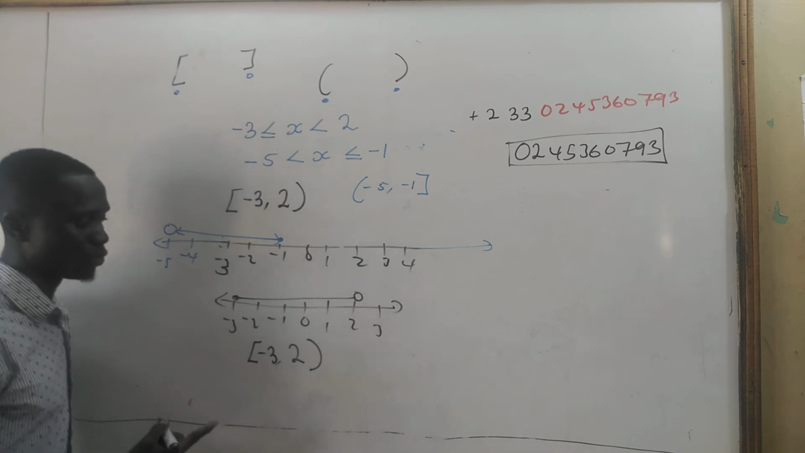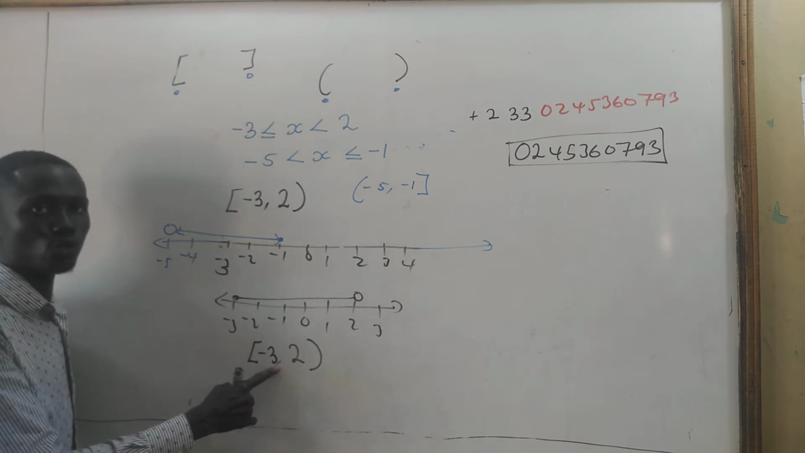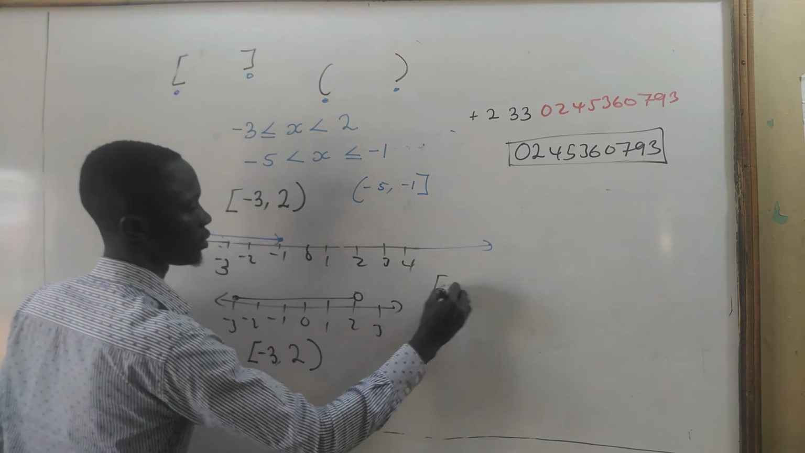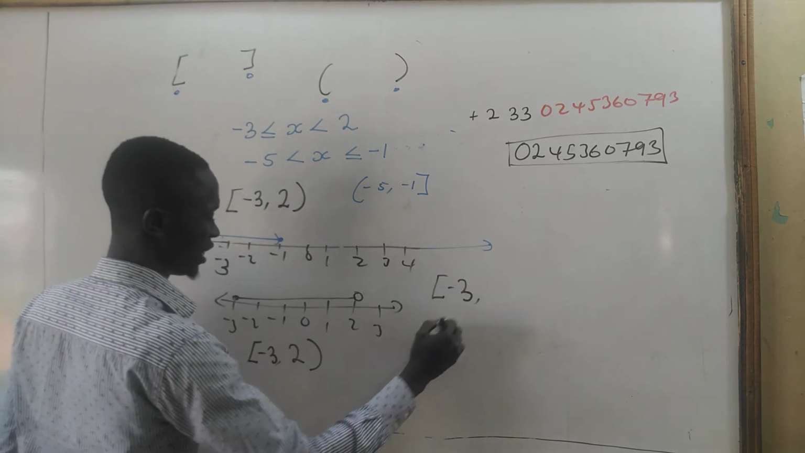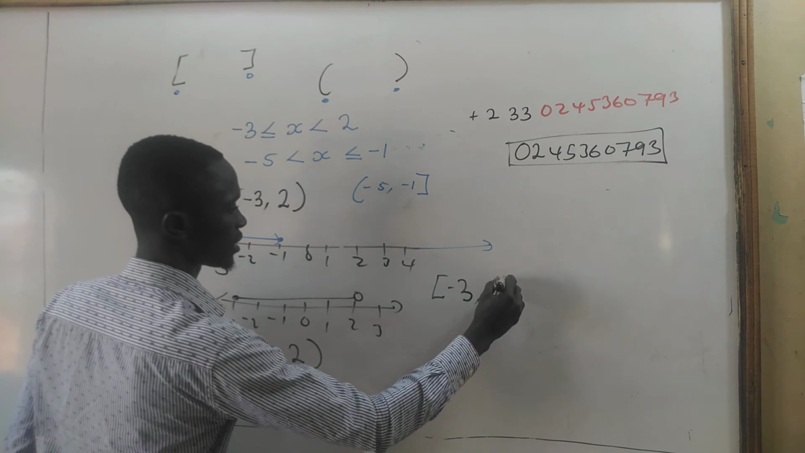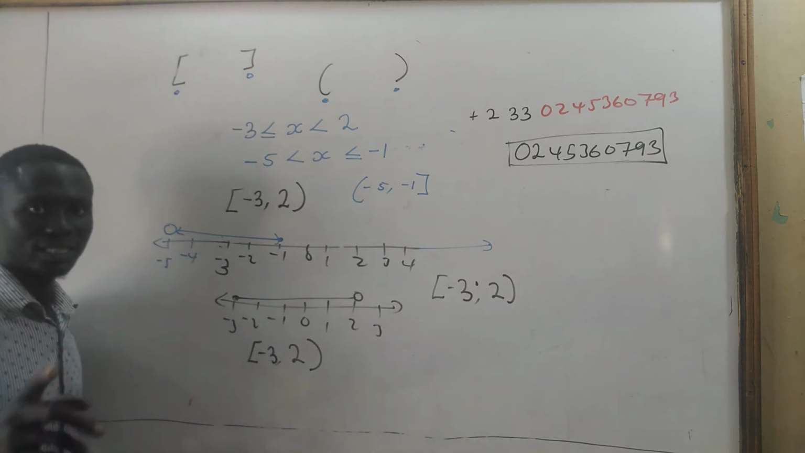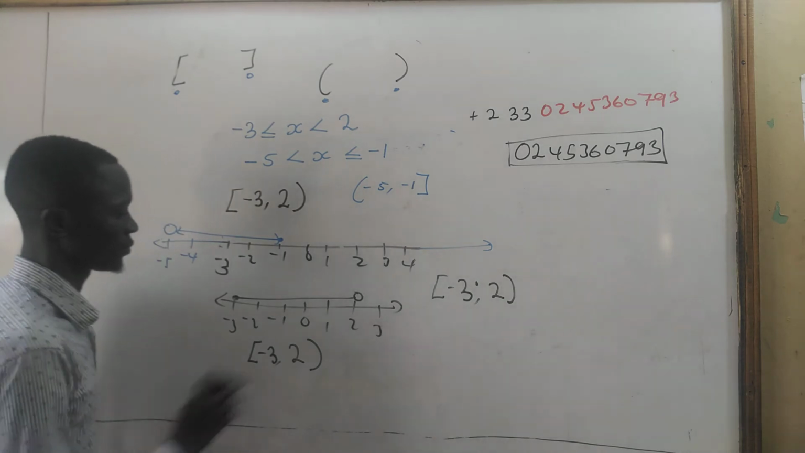And in some countries where the comma is being used as a full stop, you use a semicolon to delimit the 2 points. Very simple as that. Now let us proceed.